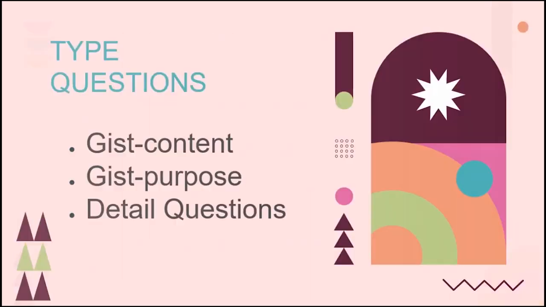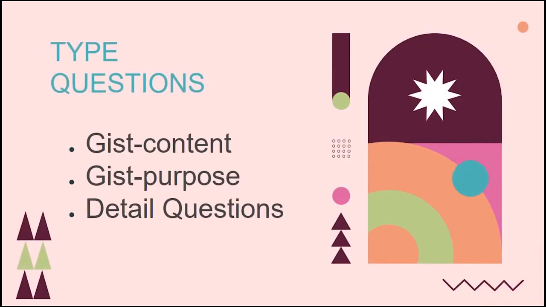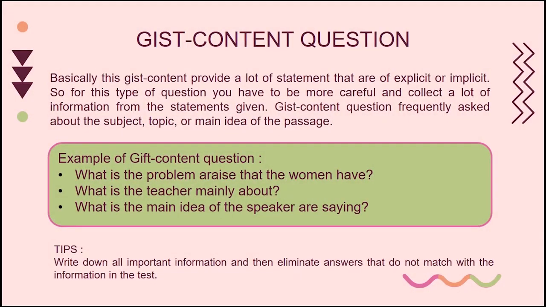For the first type, the question types are: first is gist content, then gist purpose, and then detail question. For gist content questions, basically, gist content provides a lot of statements that are explicit or implicit. So for this type of question, you have to be more careful and collect a lot of information from the statement given. Gist content questions frequently ask about the subject, topic, or main idea of the passage.